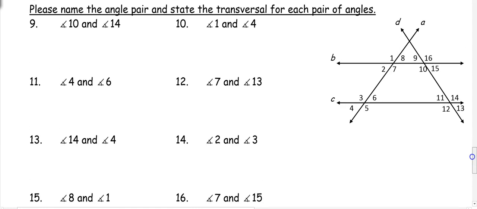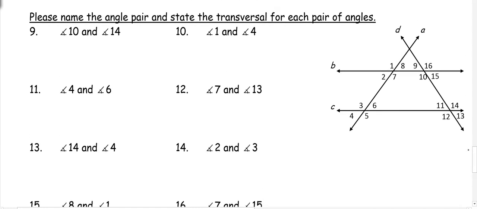Now let's look at, given an angle, we need to determine what type of angle pair it is, and state the transversal if there is one for the pair of angles. So in number 9, we have angle 10 and angle 14. To determine the transversal, we want to look at what line both angles are touching. Well, both angles are touching D. So D would be our transversal.